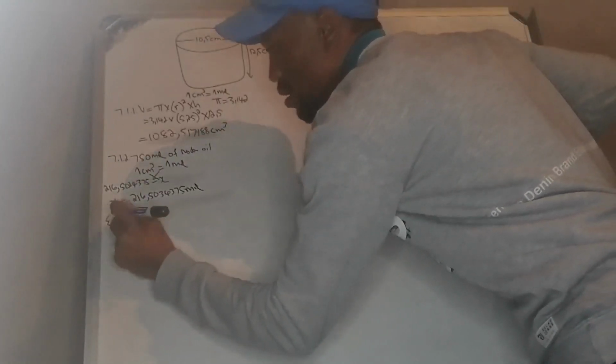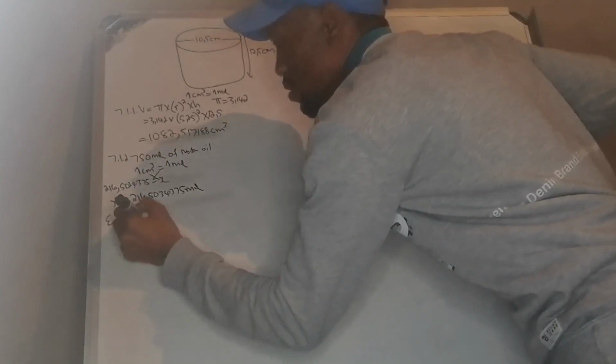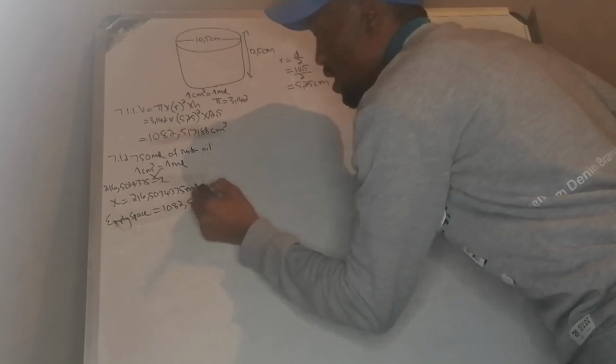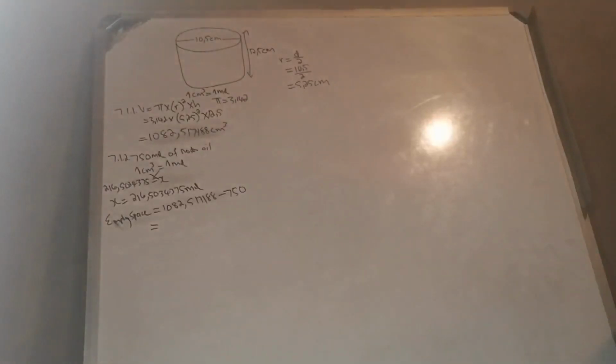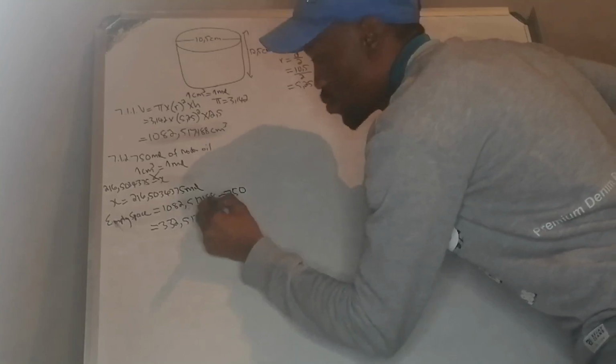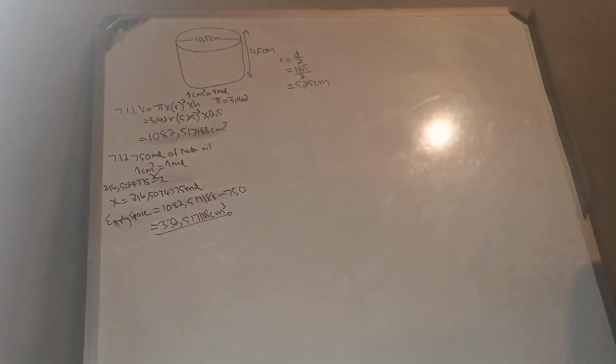So the empty space equals 1082.517188 minus 750, which is 332.517188 centimeter cubed. This is the amount of empty space that is left. If you fill up that cylindrical object with oil up until a volume of 750 milliliter, you will be left with an empty space of 332.517188. And then that will bring us to the end of our lesson for today.